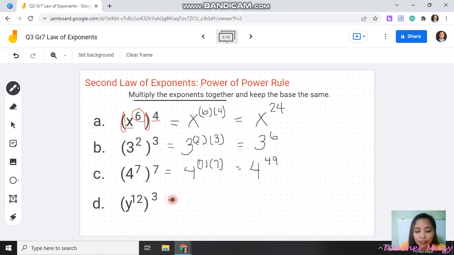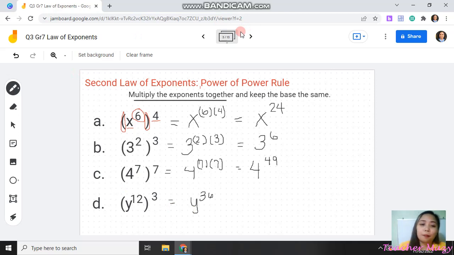And of course, letter D. So, just multiply its exponents. So, that is y. And then 12 times 3. 12 times 3, that is equal to 36. So, the answer for letter D is y raised to 36. Okay? So, that is for the second law of exponents.